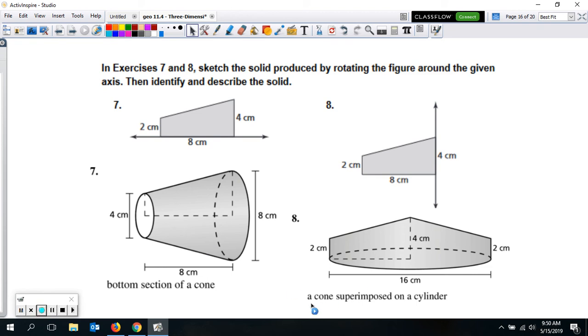This one says a cone superimposed on a cylinder. So if you draw a line from here to here, that would actually make a cone on the top and a cylinder on the bottom. A very wide cylinder at that, and a very wide cone. So it's like sticking a cone on top of a cylinder there. All right, so go ahead and just finish drawing these out. If you need to pause the video so you can keep drawing these on your paper, go ahead and do that. But that concludes our 11.4 lesson, and you should be able to have no trouble with the assignment.